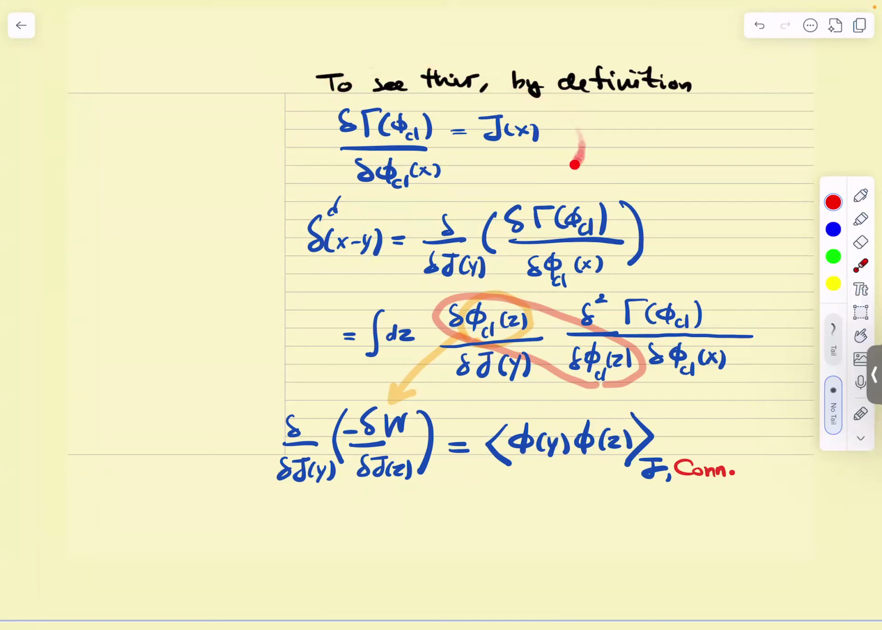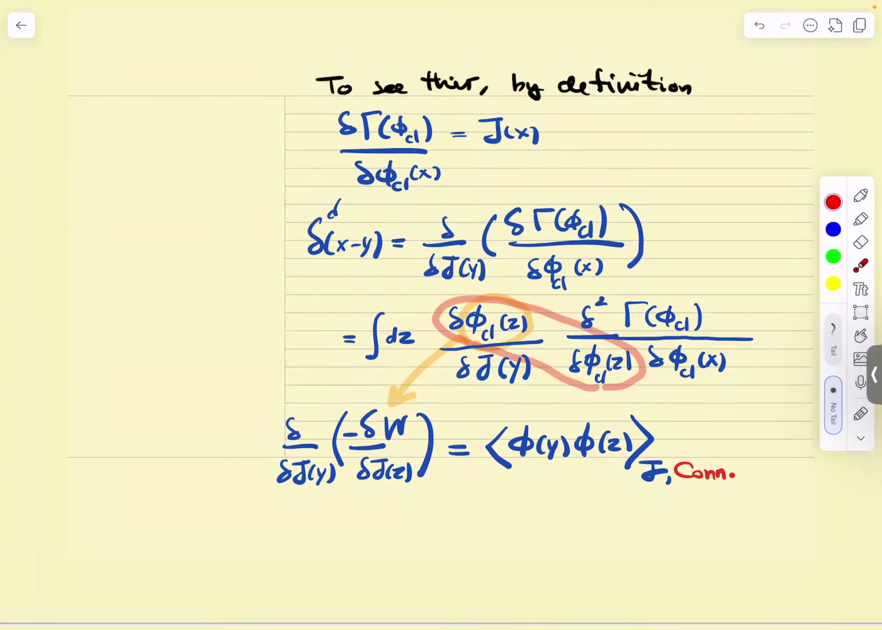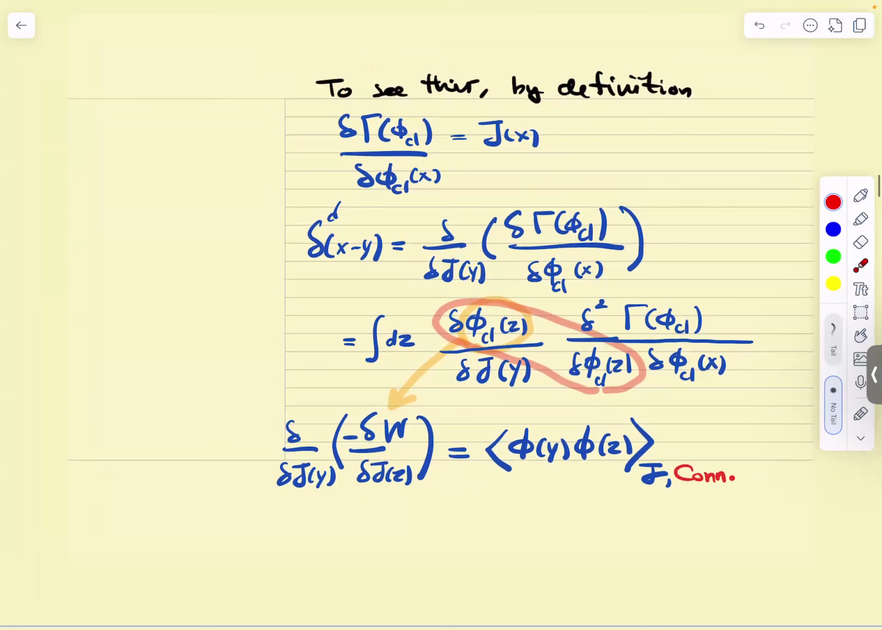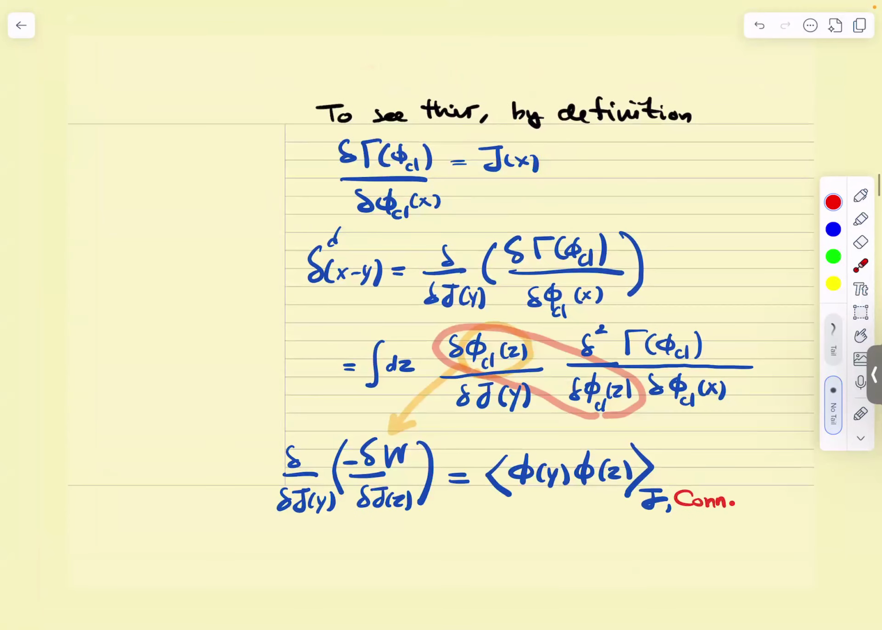The variation of the effective action with respect to phi classical is J of x. So if I take another variation, if you vary this with respect to J(y), what do I get? I get a Dirac delta function. Good. So if you get lost at any point, let me know. Okay. So this equation is good.